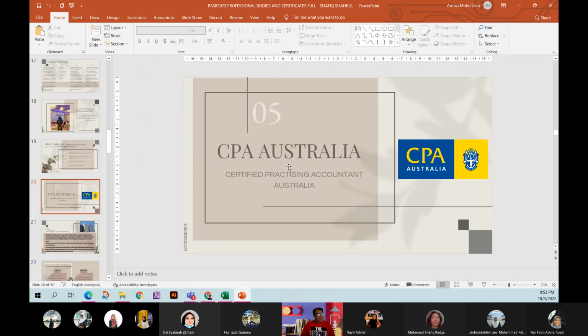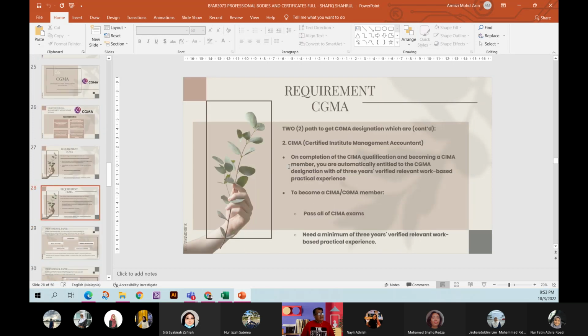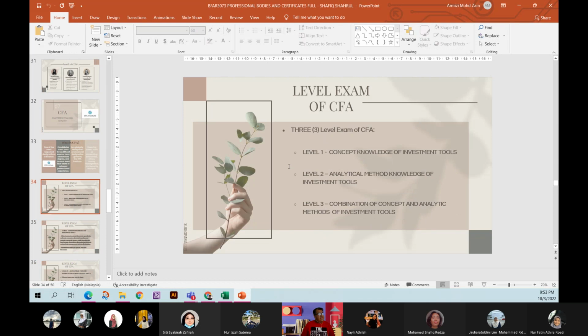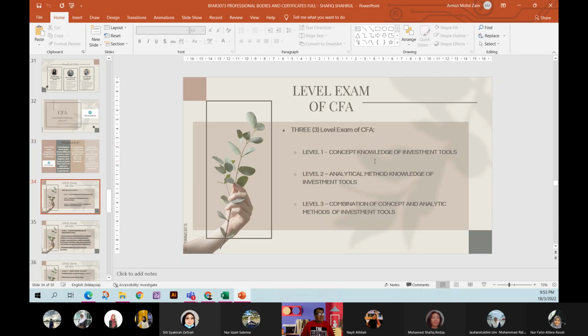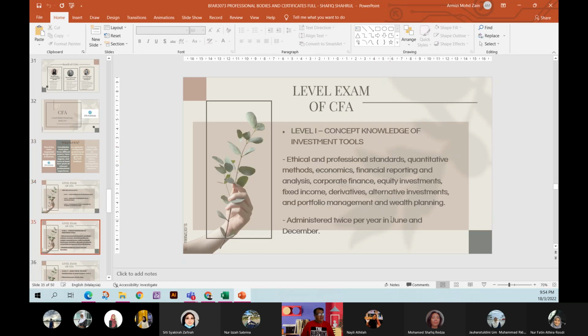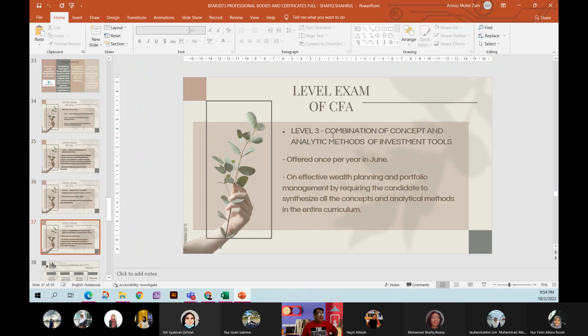You ada CPA Australia. CPA Australia ni objektif, soalan dia semua objektif punya soalan. CGMA ni CGMA. CFA ni untuk orang finance, dia yang number one. Dia sangat susah, 3 tahun. Exam dia sekali setahun je dalam bulan Jun. Level 2 ni Jun sahaja. Setahun sekali offer, kalau you fail, tahun depan you repeat. Kalau tak silap saya, periksa dia 1 hari. Level 2 ada 5 atau 6 paper, 1 hari you ambil, 2 jam satu paper dari pagi sampai petang. Level 1 pun sama, level 3 pun sama.